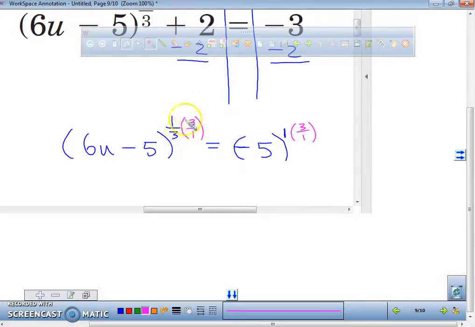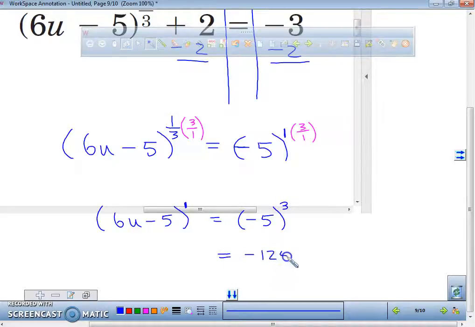What is going to happen to these? These are going to cancel out and make it just a 1. So here's what we have left. We have 6u minus 5, now just to the power of 1, equals negative 5 raised to the power of, what's 3 over 1 times 1/3? 1. Wait, negative 5 raised to the power of 3. What is negative 5 times negative 5 times negative 5? Negative 125. So put negative 125 right there.